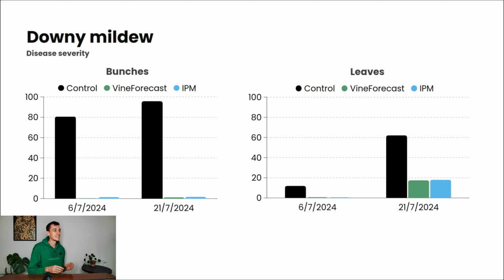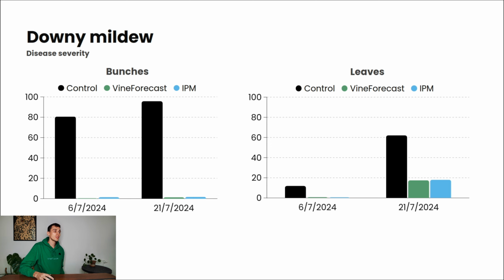Here in the graphs you can see the disease severity. In black you can see the disease severity for the control, so for the untreated parcels. And you can see that on the 21st of July, nearly 100% of the bunches were destroyed by downy mildew. As well, for the leaves we can see about 60% of the leaf wall had symptoms of downy mildew.